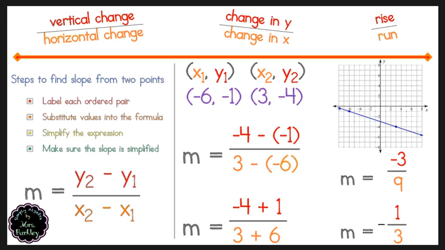So let's compare this to the graph. If we have our ordered pairs plotted on this graph at -6, -1, and at 3, -4, we can start at that point, and we're going to that point there. So we can see that we have a slope where we are going down 3 and to the right 9, which would then simplify to -1/3. We can also see where those other points would be on that graph.